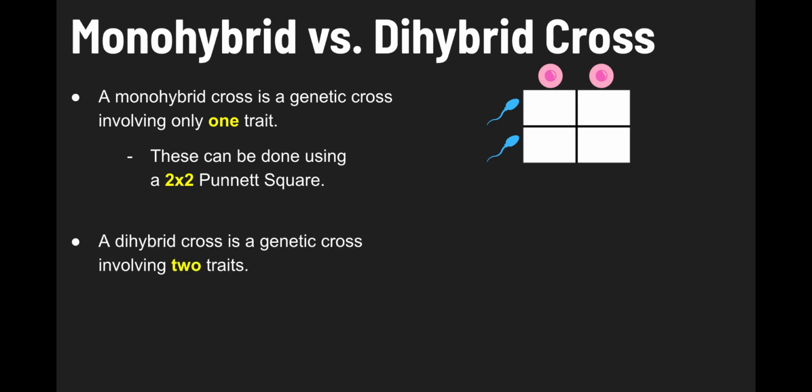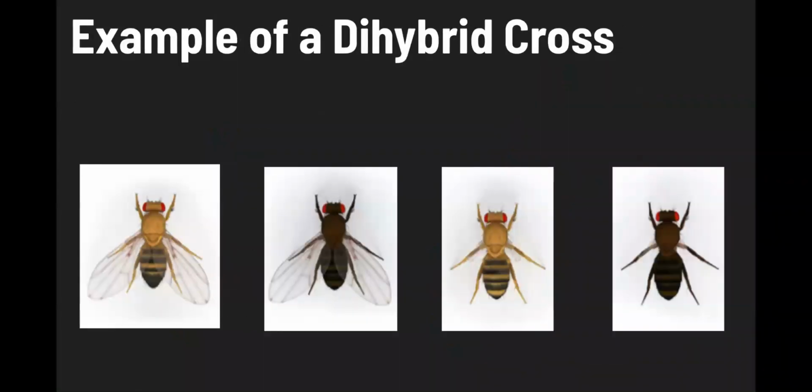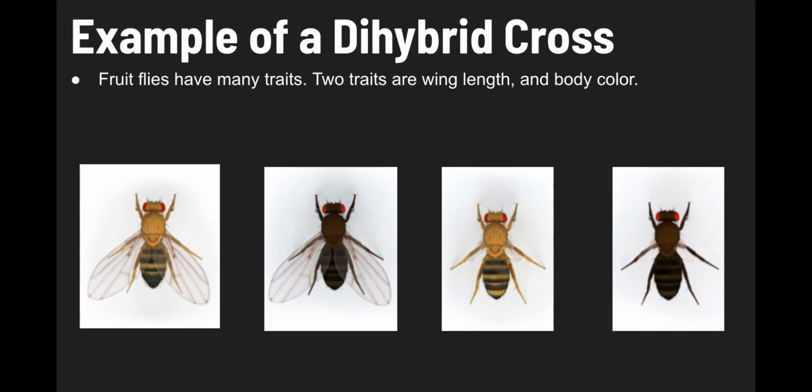All of the crosses in the previous video were monohybrid crosses. In this video, we're going to do dihybrid crosses. A dihybrid cross is a genetic cross involving 2 traits. Di means 2. And these can be done using a 4x4 Punnett square. There are 4 columns and 4 rows. I think it's helpful to use an example to see how dihybrid crosses work.